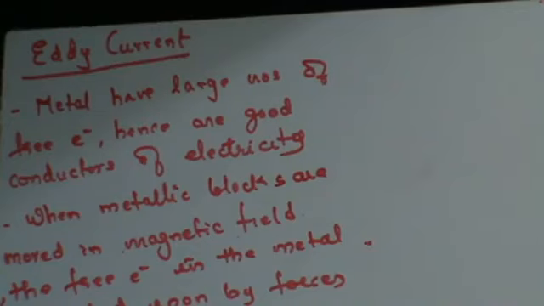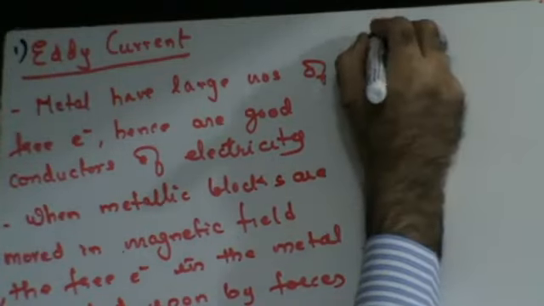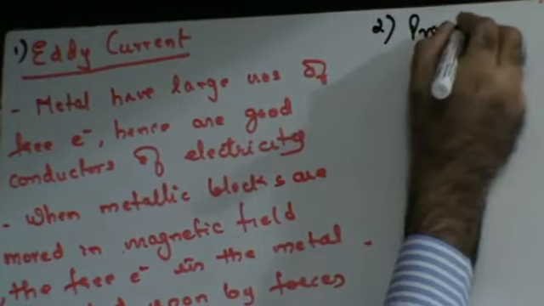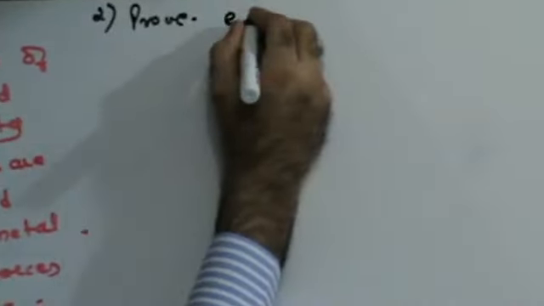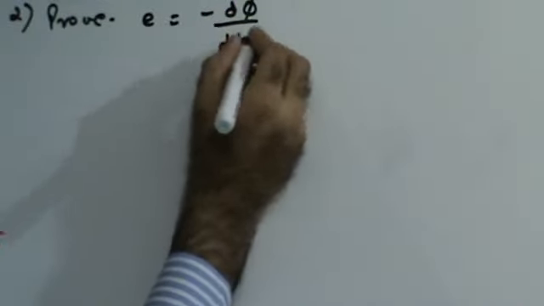Do we understand eddy currents? Next, let's move on to the next topic. Let's prove Lenz's law. Prove that EMF is negative d phi by dt.